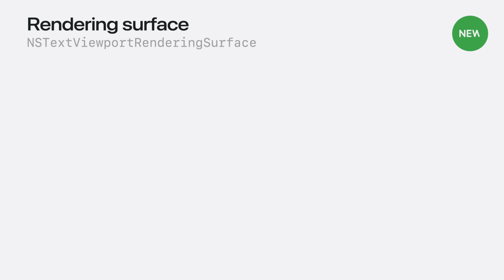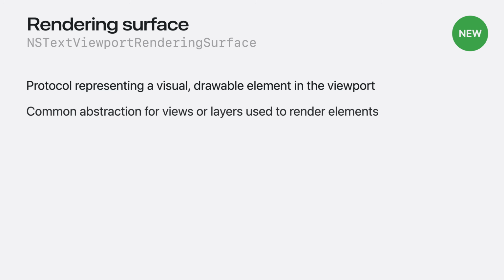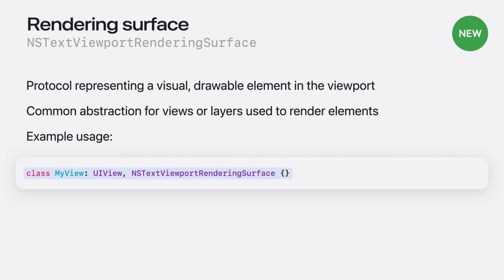First, meet NSTextViewportRenderingSurface. This is a new protocol that represents a visual element inside the viewport that you can draw into. It's the view that actually renders a layout fragment's text and provides a common abstraction to work with. You can conform your UIView, NSView, or CALayer to this protocol and use it in the viewport controller's delegate methods to keep track of what views are visible in the viewport.